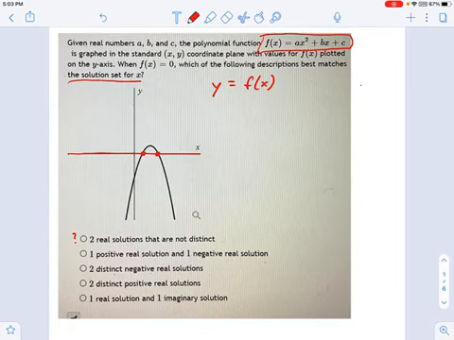I can cross out this one, positive and negative, because look, those x values are both positive. So we cross those out, and they're not negative. Can cross that one out. Two distinct positive real solutions. Yeah, that kind of sounds like what I'm talking about. And there's nothing imaginary going on in this graph. You don't have a real and an imaginary solution.